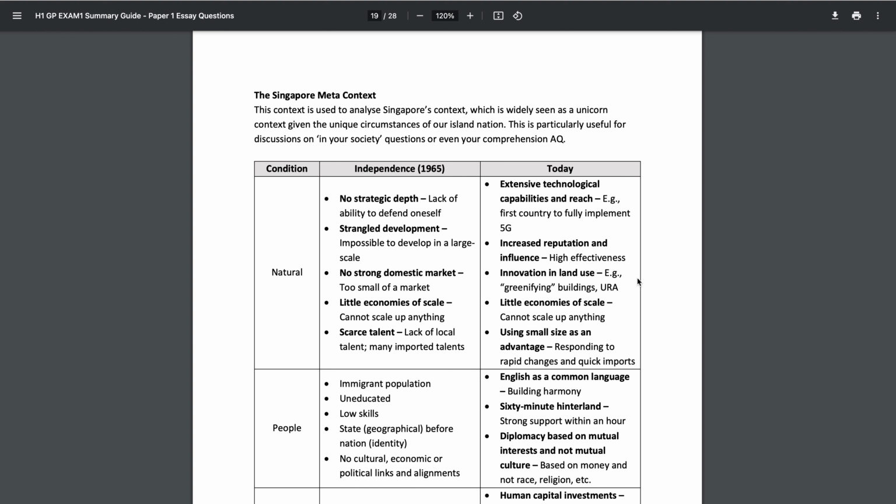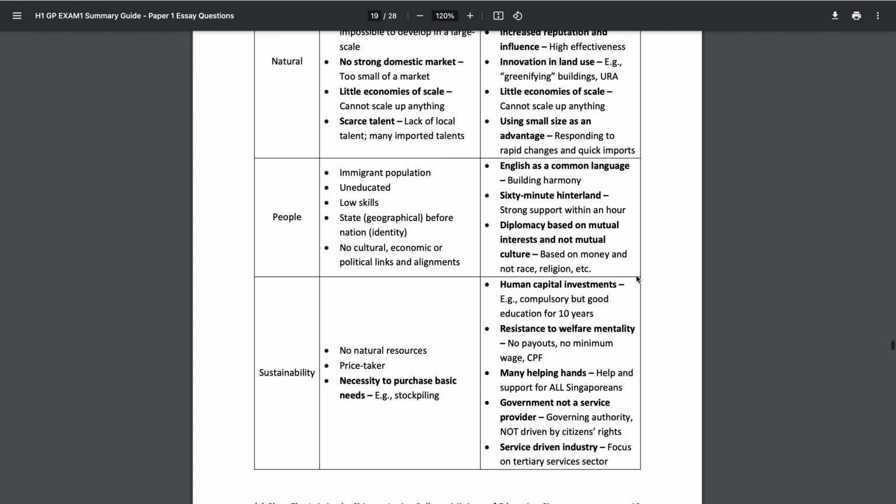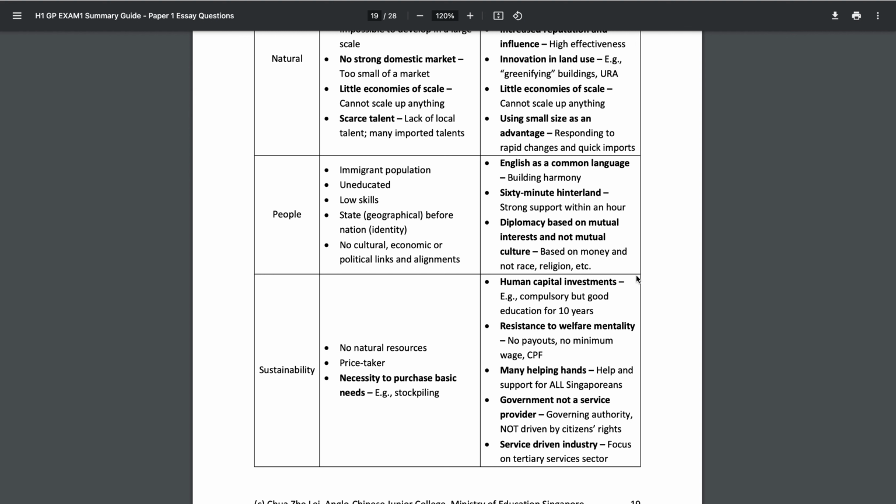Okay? But one thing has not changed. Singapore still has little economy of scale. That's why we are expanding overseas. Singapore alone, our small island, we cannot scale anything. We cannot make anything bigger than it already is. So we expand overseas, we get other people to do that for us. That is the modern day context.